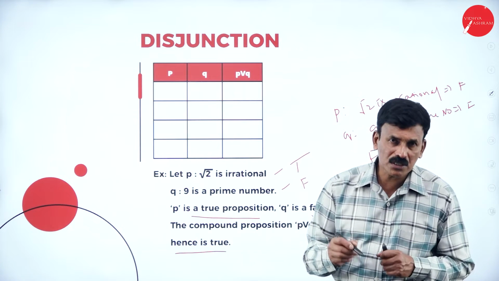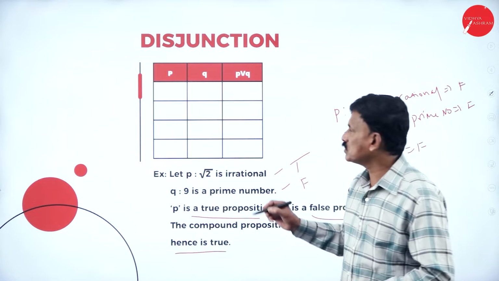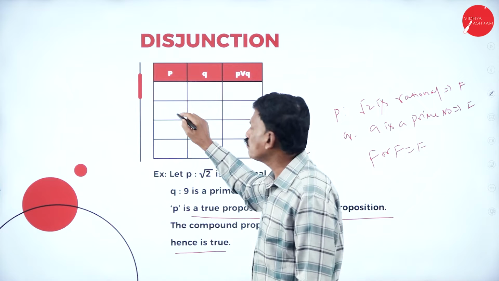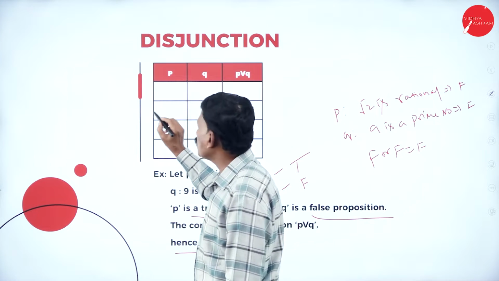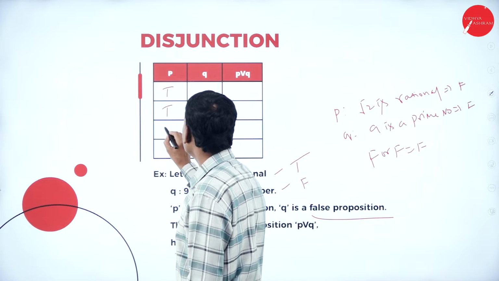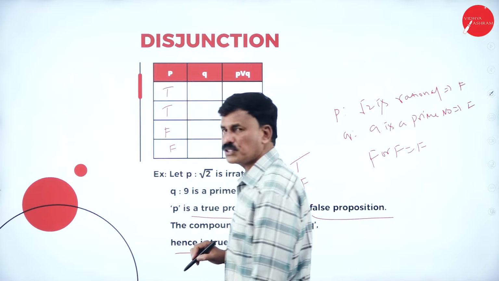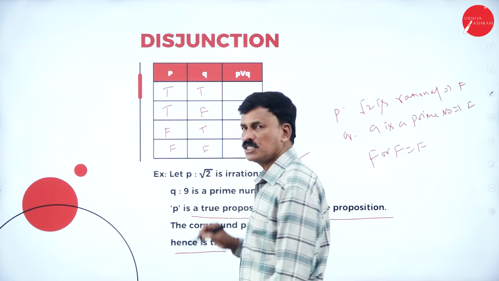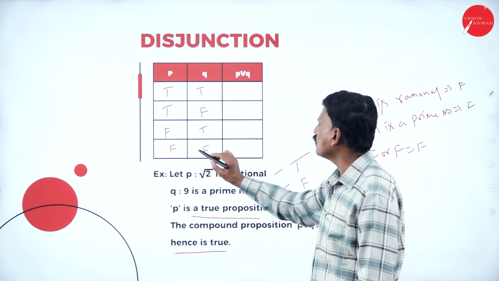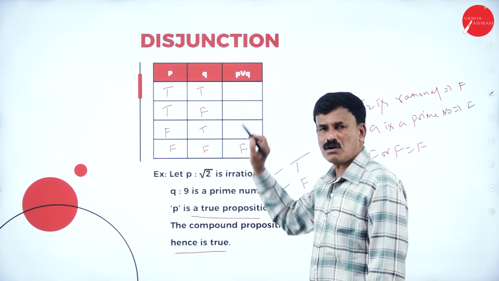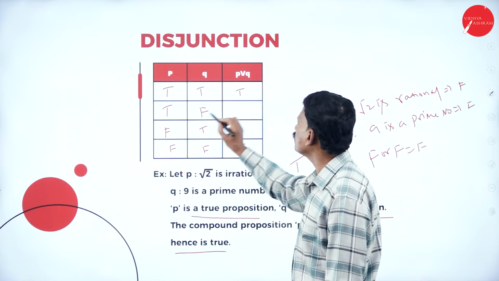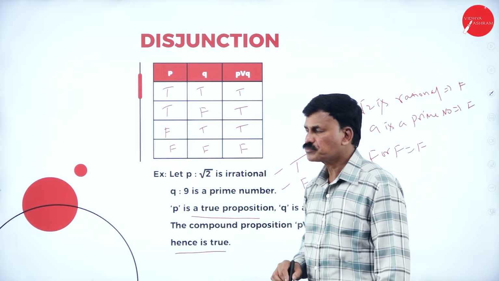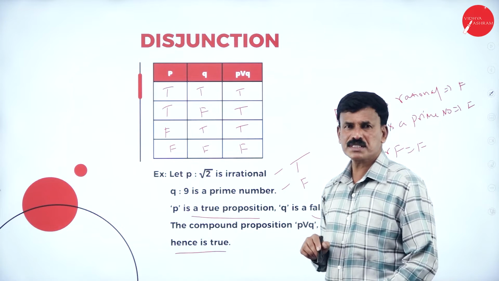Let us construct the truth table for disjunction. As I told, P, Q and P disjunction Q. For P, the truth values are true, true, false, false. Whereas for Q, it is alternative true, false, true, false. Right. So in case of disjunction, false and false is false, and in all other cases it is true. True and true is true. True and false is also true. False and true is also true. Right.